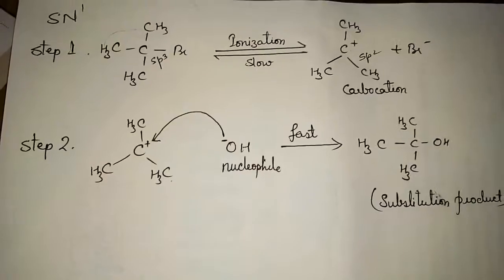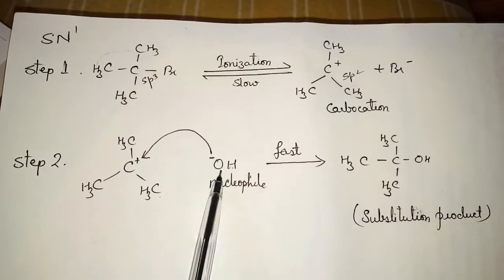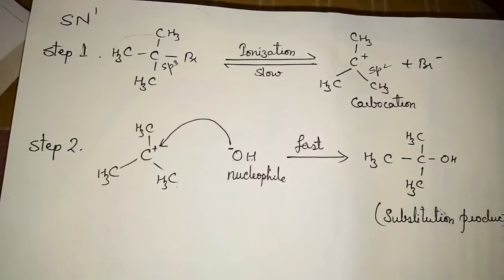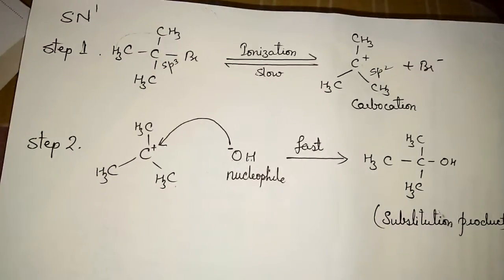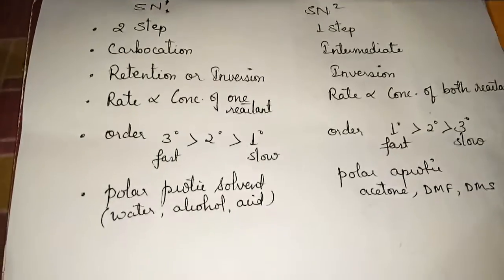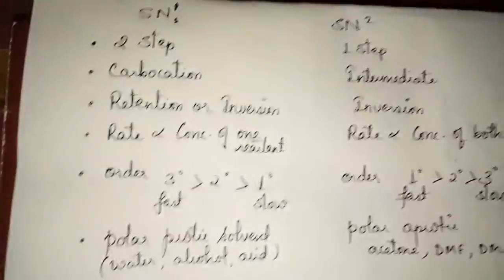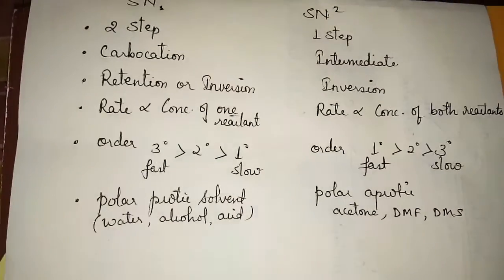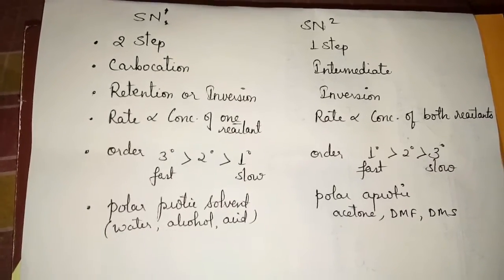It will immediately be attacked by the nucleophile, that is OH minus ion, to give a substitution product, and the name of this product is tertiary butyl alcohol. This step is fast, hence does not affect the rate of reaction. Now this was all about your SN1 and SN2 reaction and their mechanism. Now we'll study further the difference between the SN1 and SN2 reaction. Then I'll give you a short trick also after this explanation.